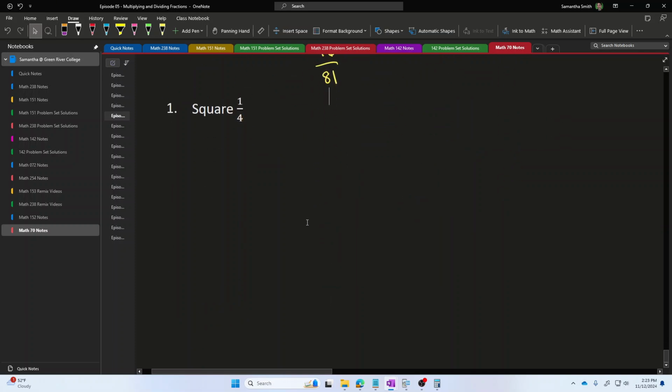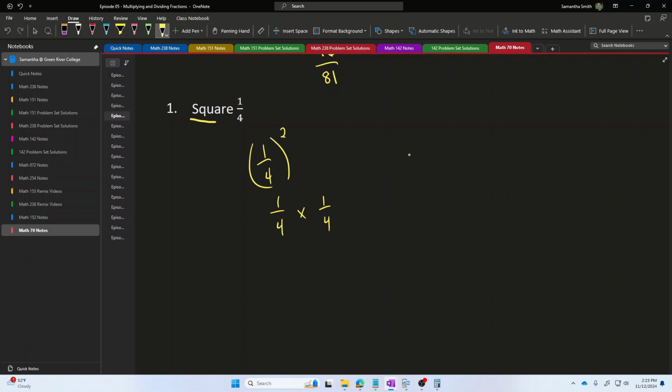Then, for another example, if someone said to me square 1/4, we remember that this word square means to apply an exponent of specifically 2 to this fraction. So I would take 2 copies of 1/4 and multiply them together. And that gives me 1 times 1 in the numerator and 4 times 4 in the denominator. 1/16 in total would be my answer to this question.